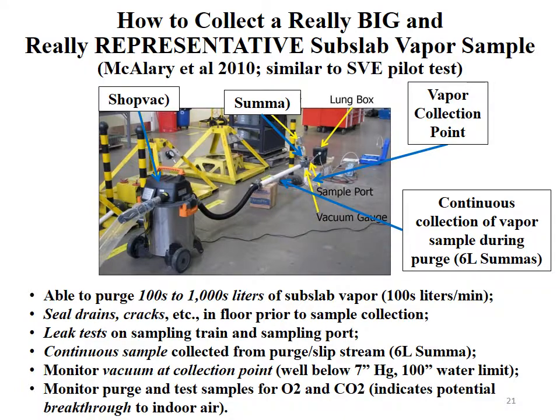And in reality, with the shop vac, I think it's a 6.5 horsepower shop vac, it won't pull more than about 40 inches of water anyway. So you're not going to exceed a maximum vacuum at your point.